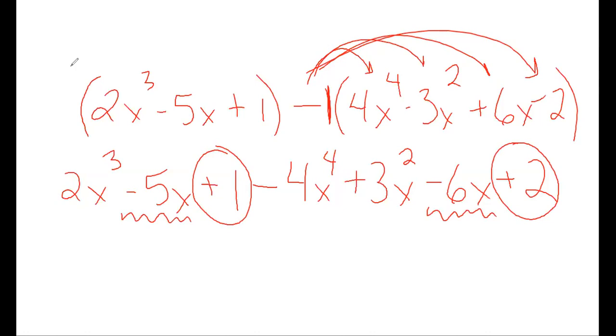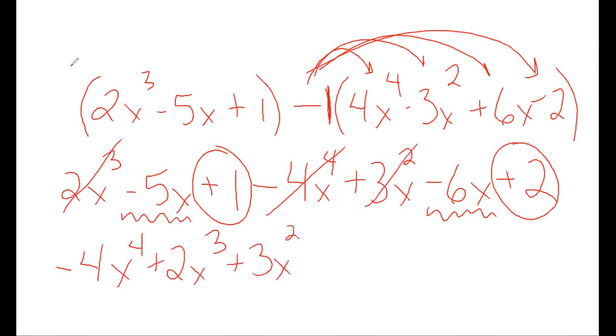But the rest don't have any like terms. So I'm just going to copy those down. And remember, in descending order. So I'm leading with negative 4x to the fourth, because that's my highest exponent. And then I have plus 2x to the third, because that's my next highest exponent. And then plus 3x squared. And now I can combine the x's. Negative 5x minus 6x is negative 11x. And then I add my 1 plus 2, and I get plus 3. And then that polynomial is my final answer. I can't do anything else with that. And that's pretty much it.